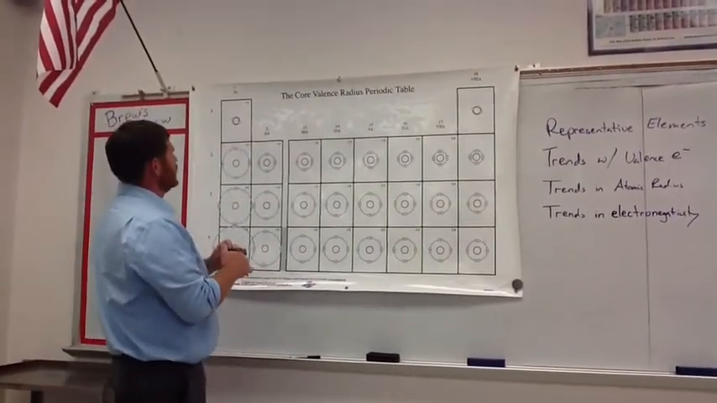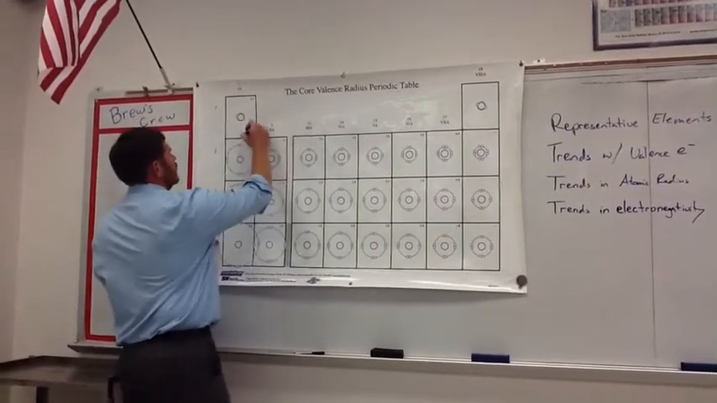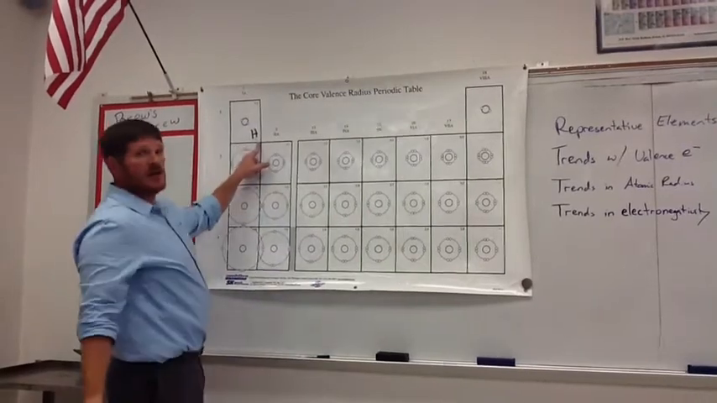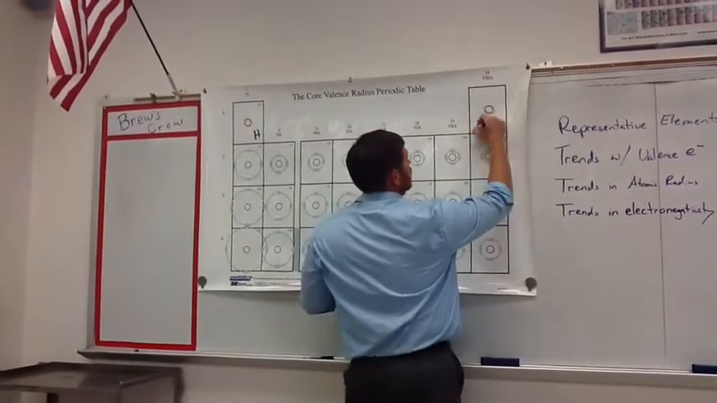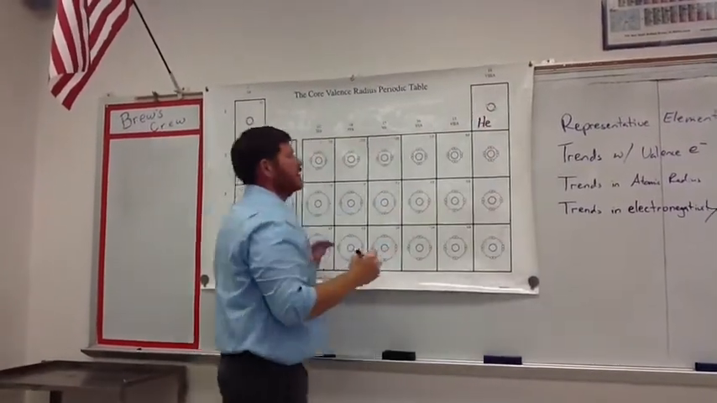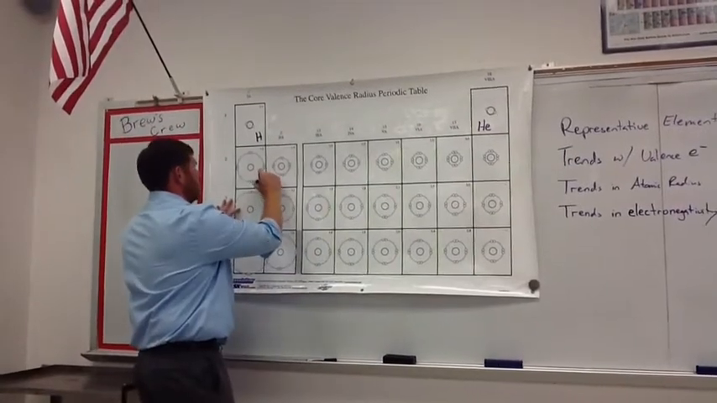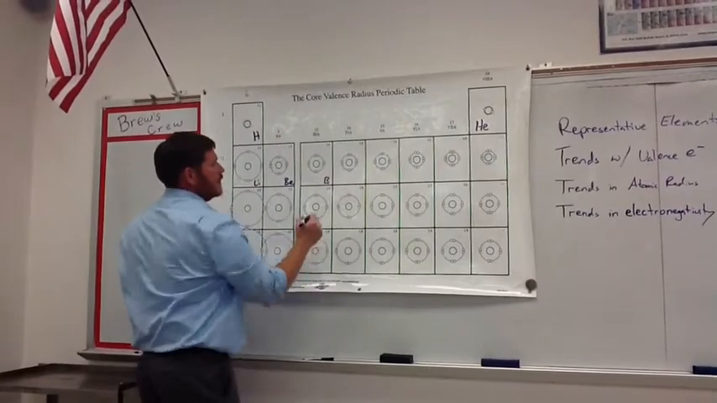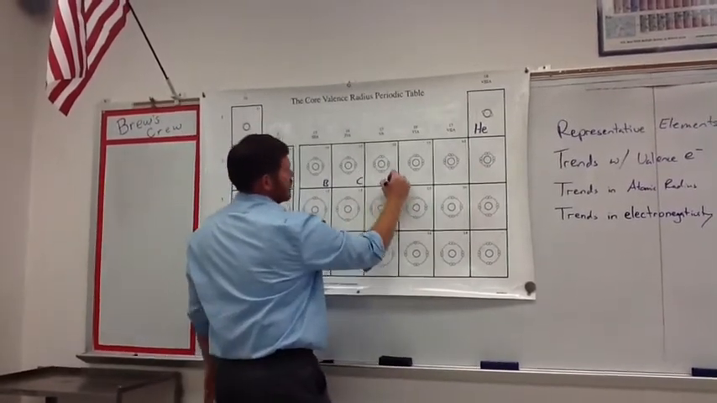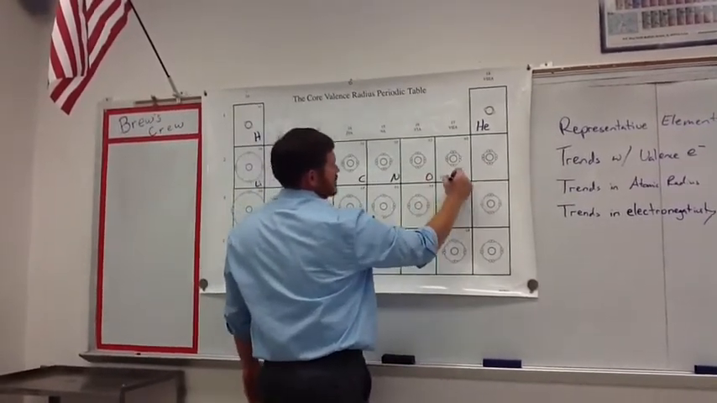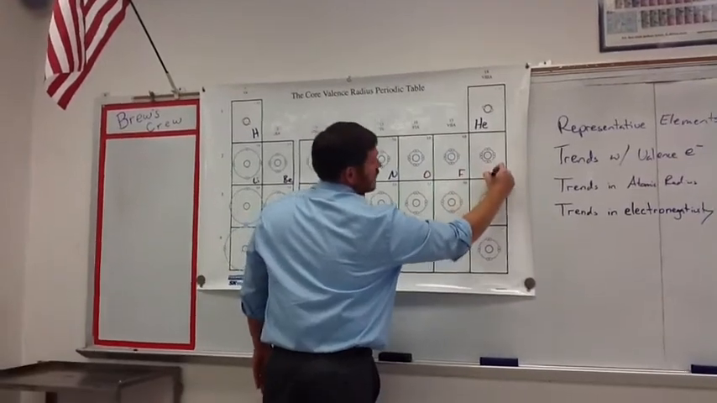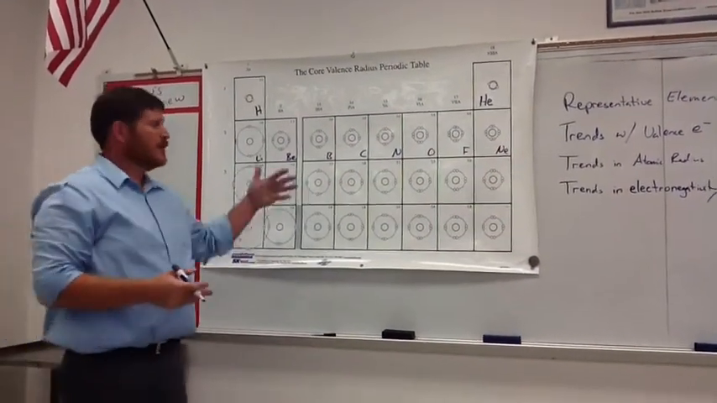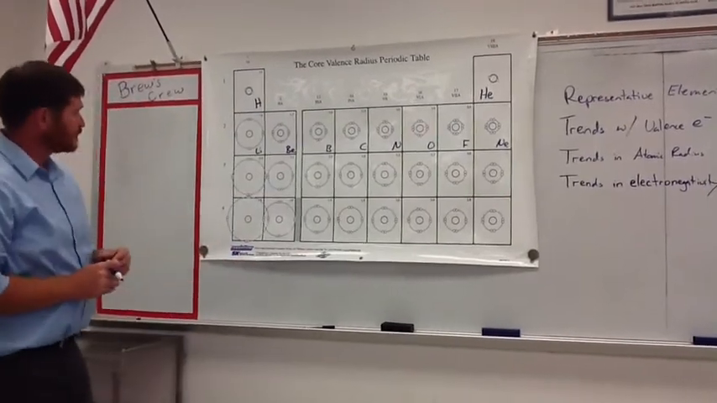So just so we know exactly what elements we're dealing with, I'm just going to start a couple of them. I have my hydrogen up here. This guy over here is helium, lithium, beryllium, boron, carbon, nitrogen, oxygen, fluorine, and neon. I'll let you fill in the rest of them. But that's what we're dealing with here.